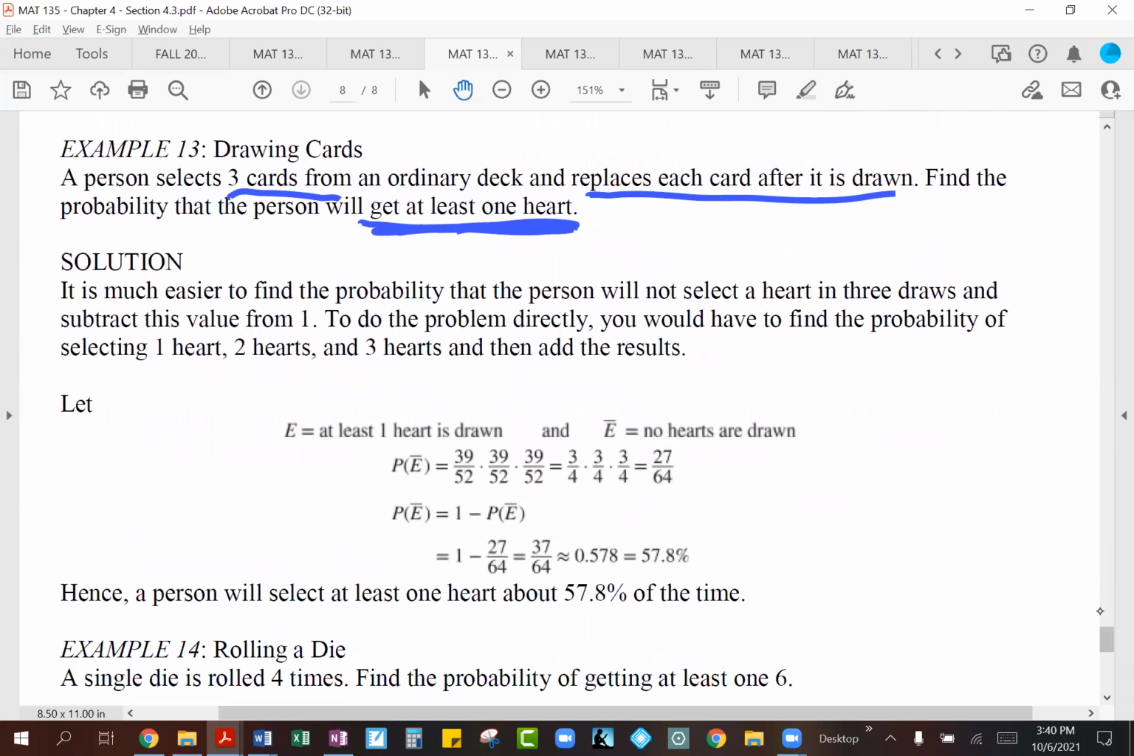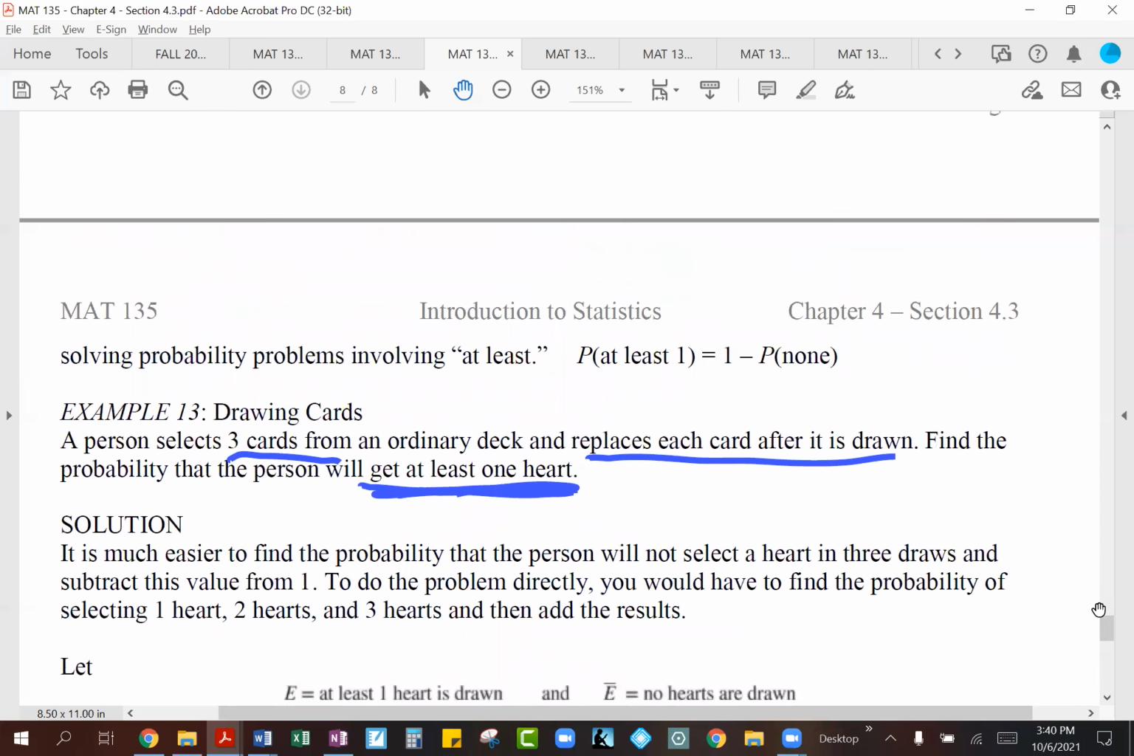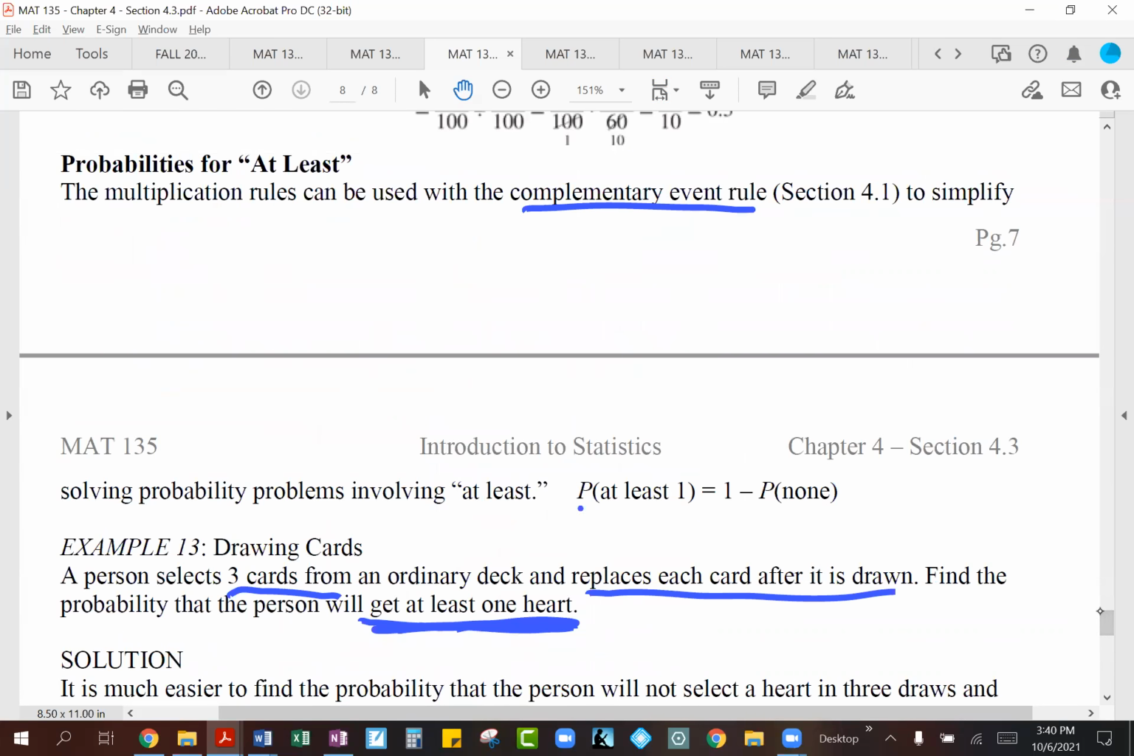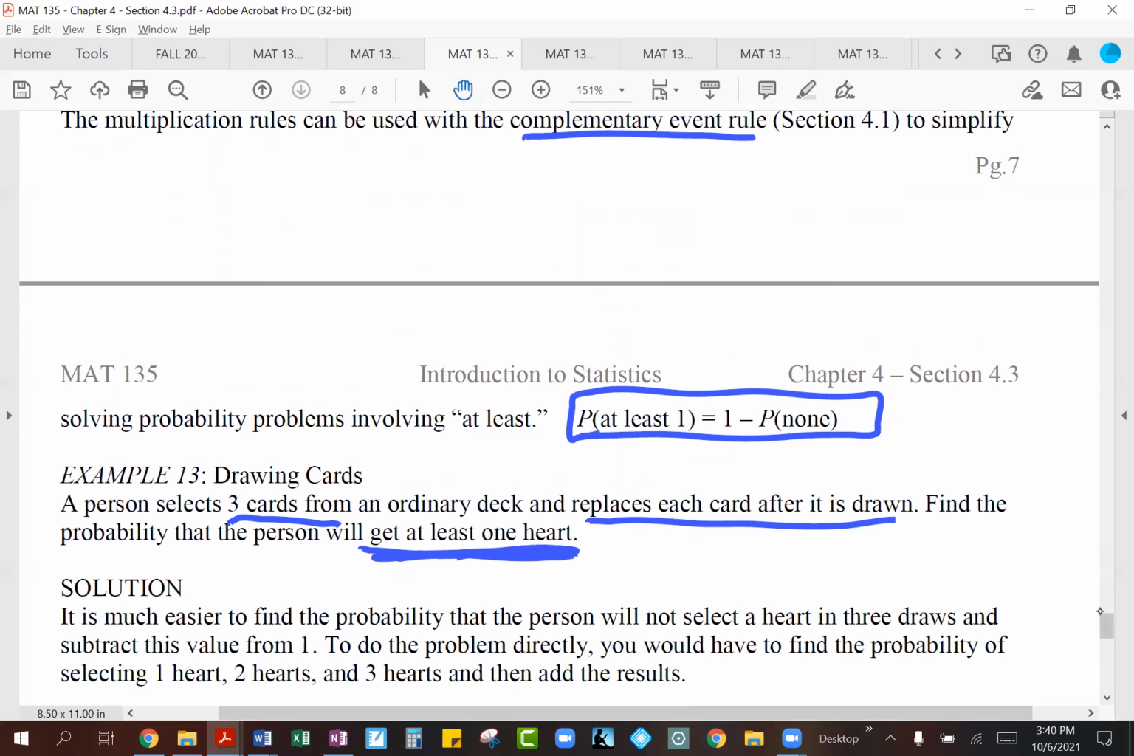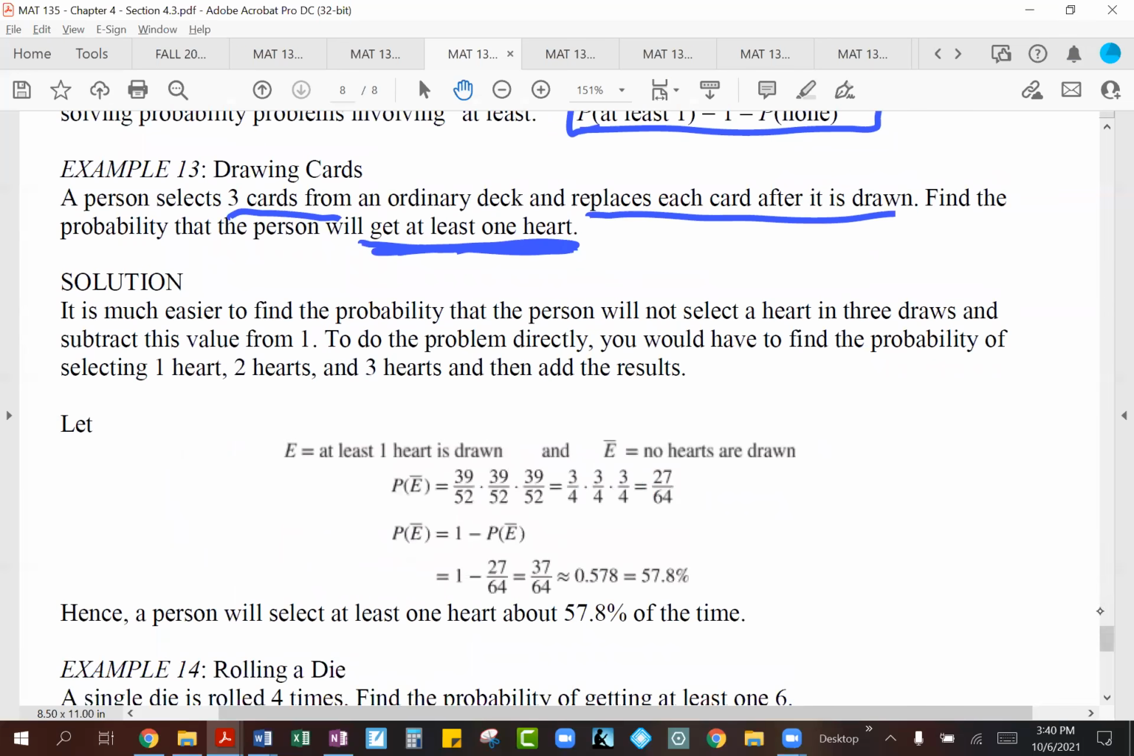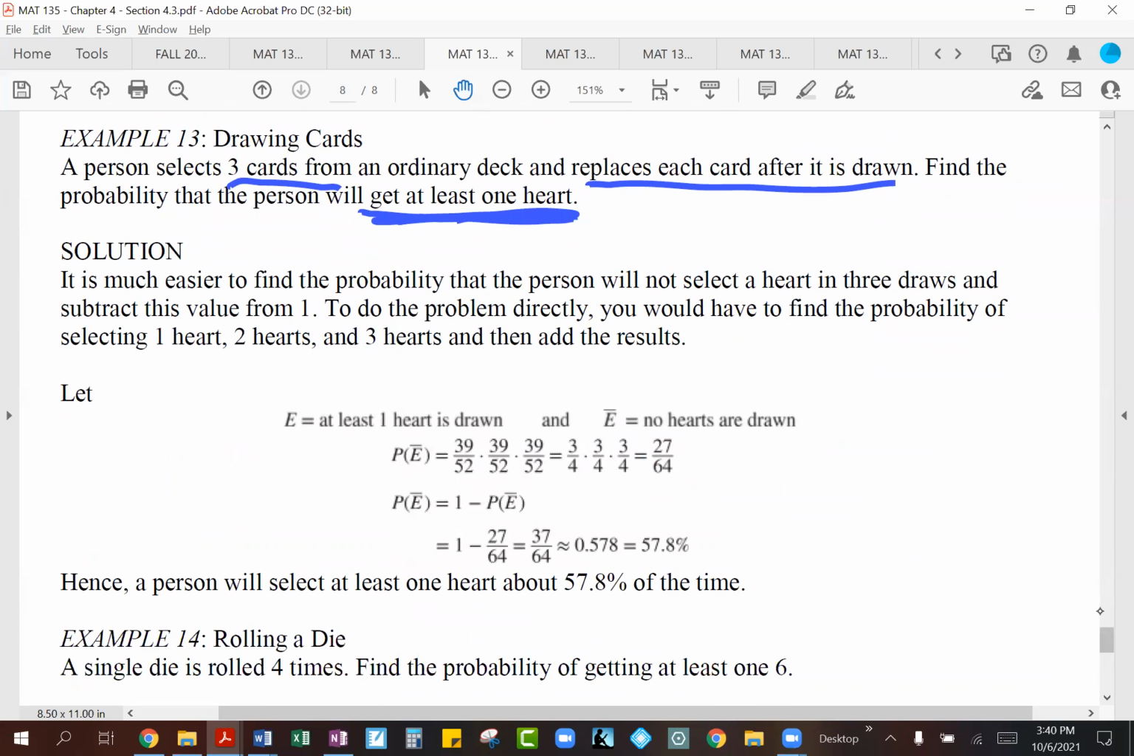So this is where you have to think about what your probabilities are going to be. The probability of this person getting no hearts. So this is where they were talking about using complementary events with multiplication rules to help you find the probability for an at least type of event.